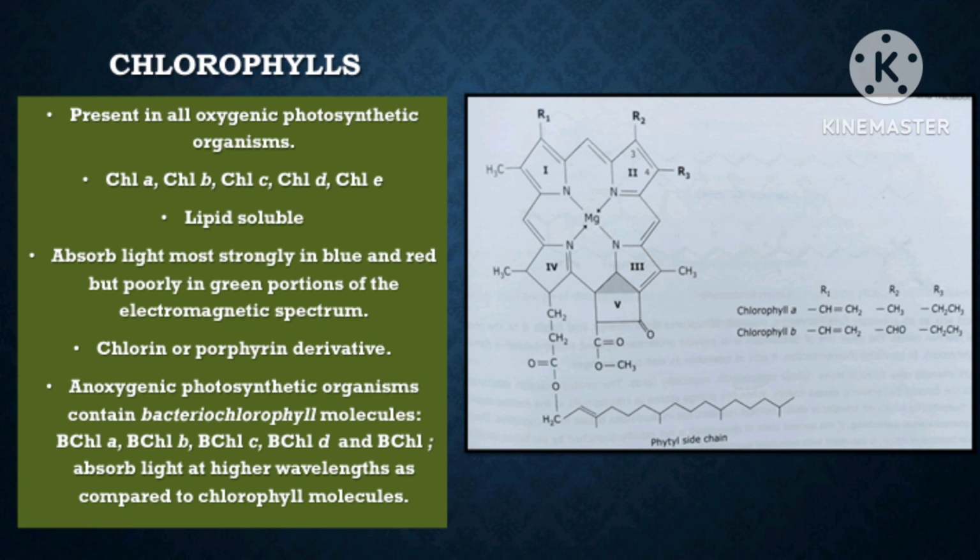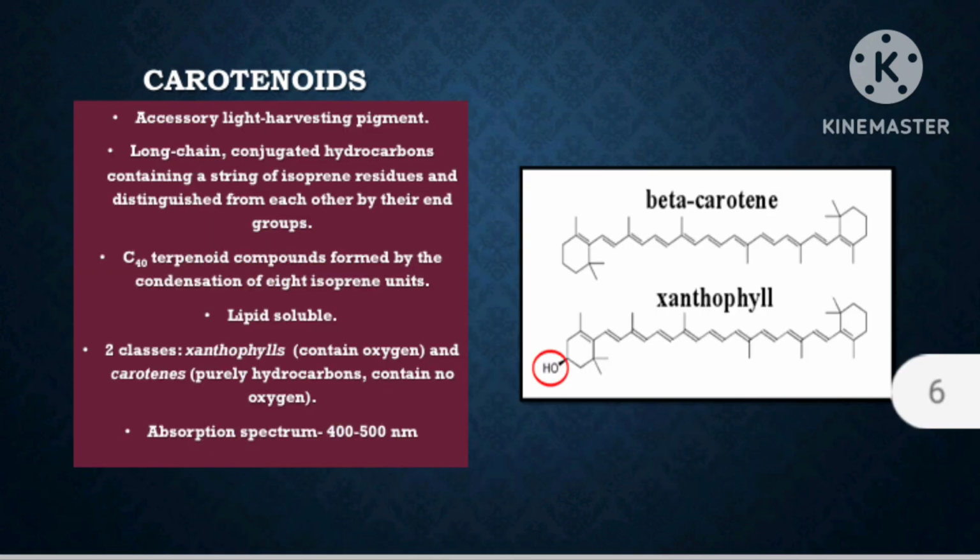The next thing that we had talked about in essential pigments was the bacteriochlorophyll, which is present in anoxygenic photosynthetic organisms, and like chlorophyll it is also of 5 types: A, B, C, D and E. And it will absorb light at higher wavelengths as compared to the chlorophyll molecules. So out of the chlorophyll molecules that we talked about, chlorophyll A is an essential pigment while B, C, D and E are accessory pigments.